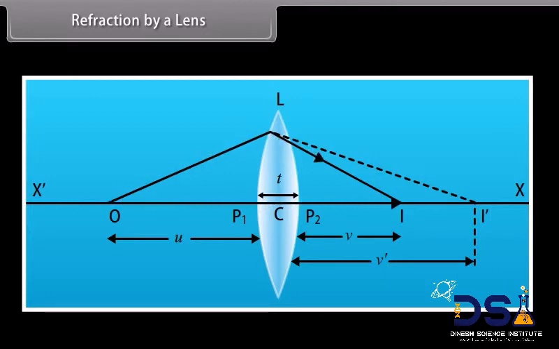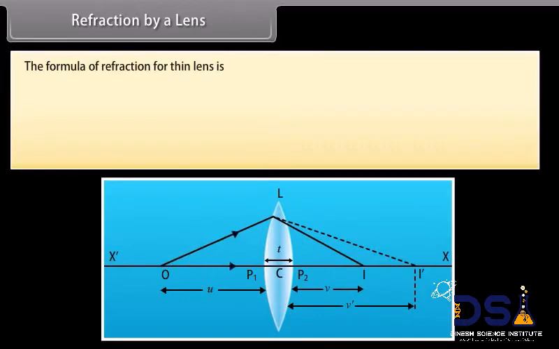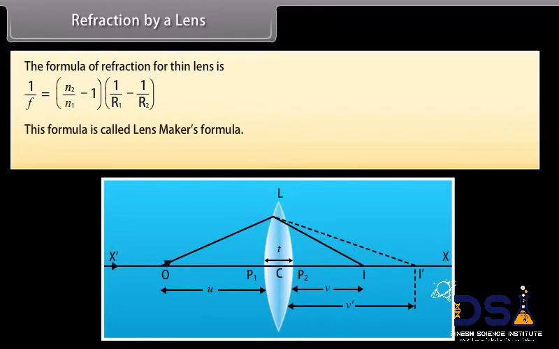The first refracting surface forms the image of O at I' at a distance V' from P1. The image I' acts as a virtual object for second surface, and after refraction at second surface, the final image is formed at I. The formula of refraction for thin lens is given. This formula is called lensmaker's formula. This formula also holds for concave lens.